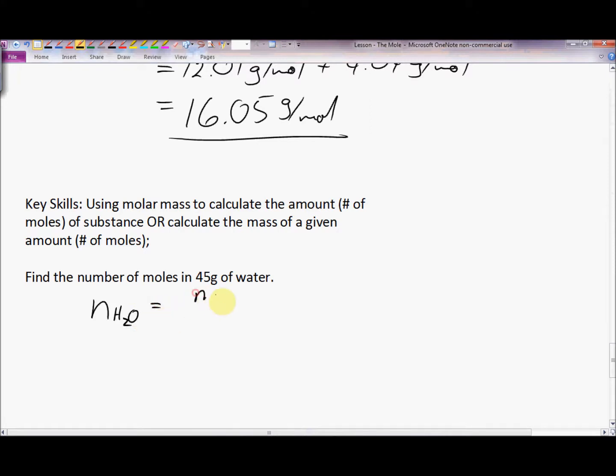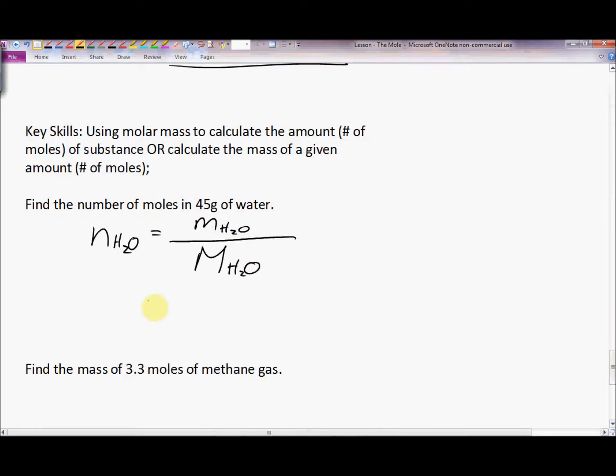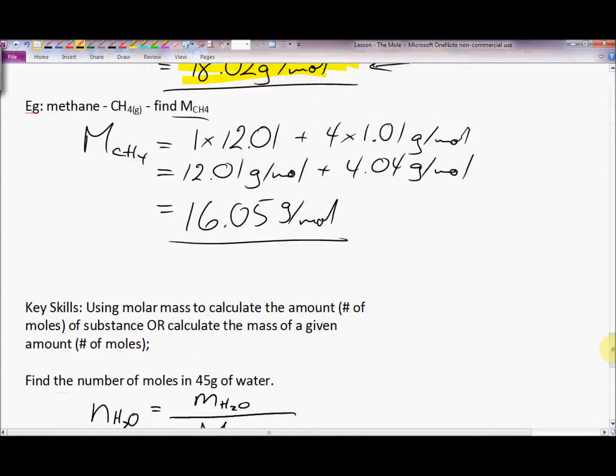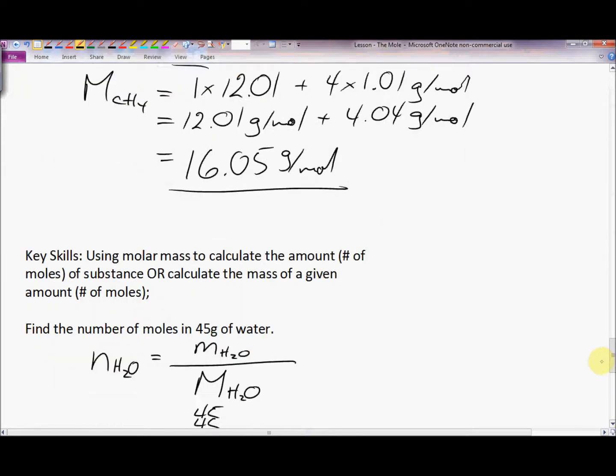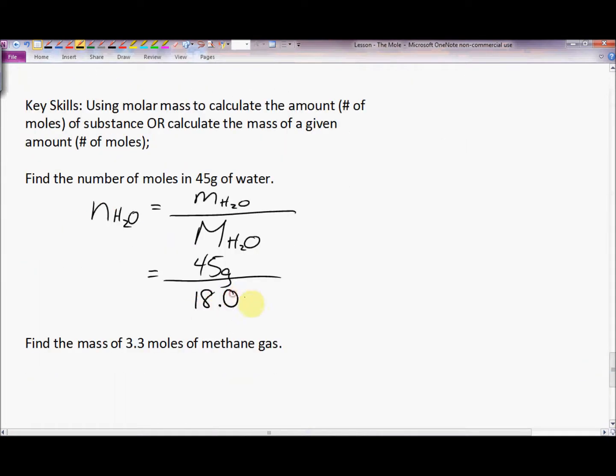Okay, so in this case it's going to be 45 grams divided by molar mass of 18.02 grams per mole. Okay, and when we work that out with a calculator, we get 2.497, I'll just use lots of digits here, moles. Okay, so 45 grams of water is basically 2.497 moles of water.